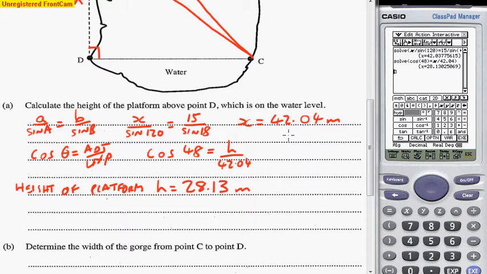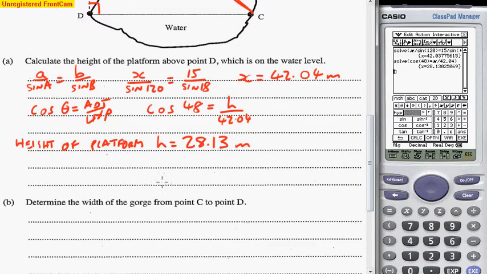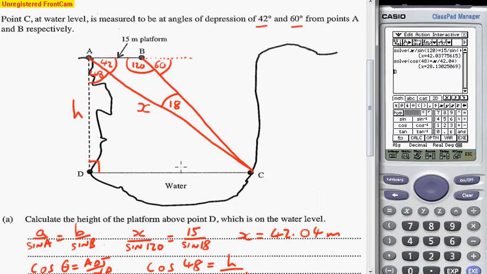Hello again. Here is just the second part of this question 9, which is to find the width of the gorge from C to D. So I'll just go back to my picture here. It's from C to D. Okay, well if I just call that W for my width.